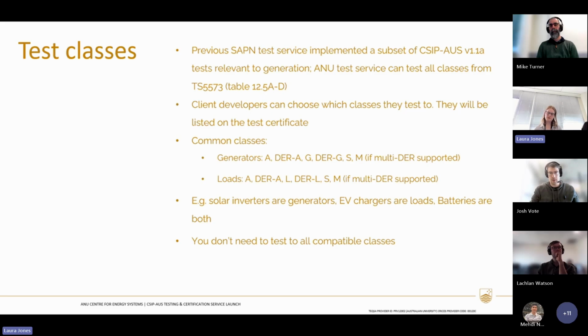You don't need to certify against all compatible classes. So, for example, if you make a battery, which could certify against both generation and load classes, you may choose to only certify against generation if you're only going to use it in a case that requires generation classes. Different server operators will require different classes. So just check on your use case as to what the appropriate certification for your device is.